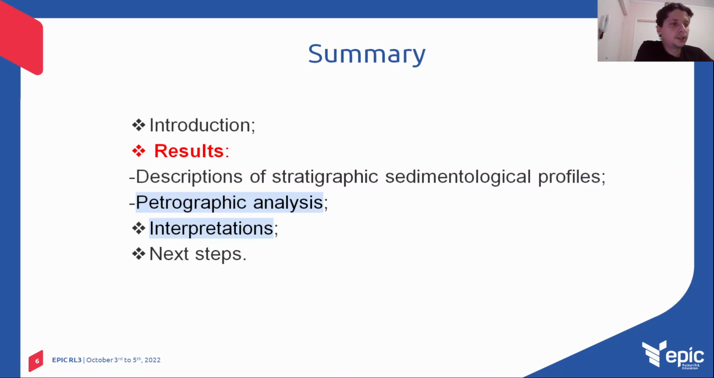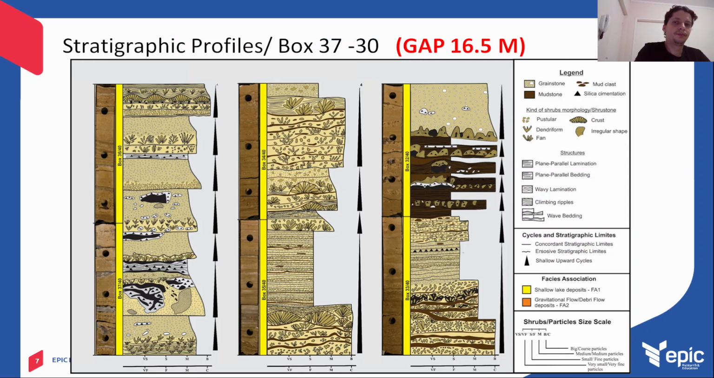Now we take a look at the summary results. Stratigraphic profiles were made of the 37-30 and the 11-1 boxes, with a gap of 16.5 meters. Thinning upward reworked cycles were identified along the studied core, with depositional facies at the base and reworked grainstone facies at the top of each cycle.